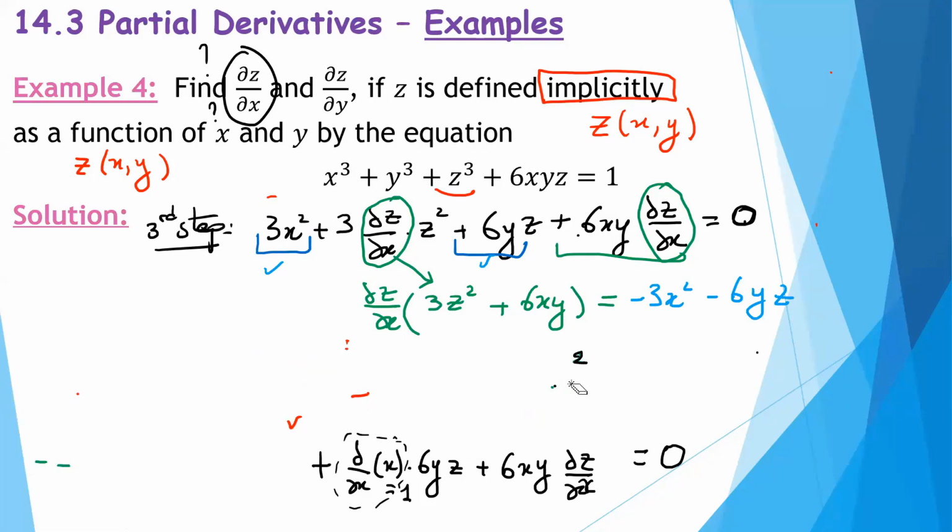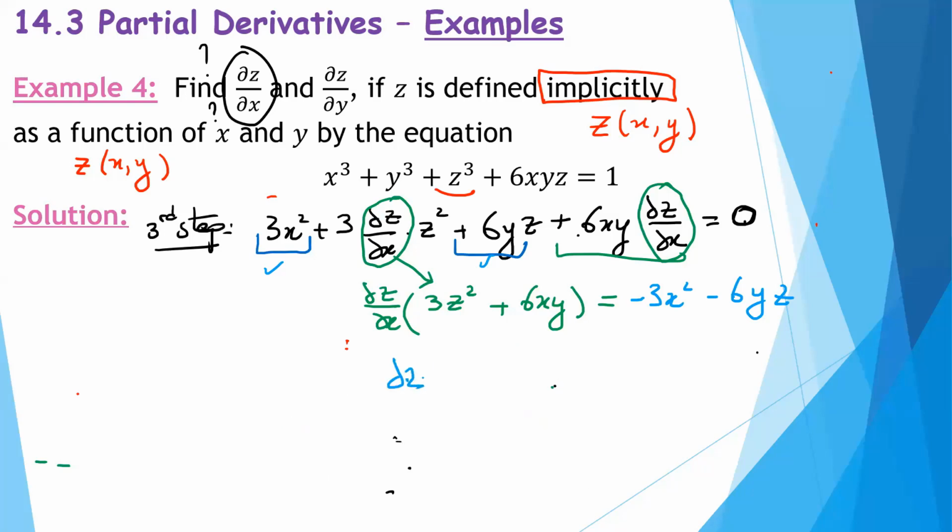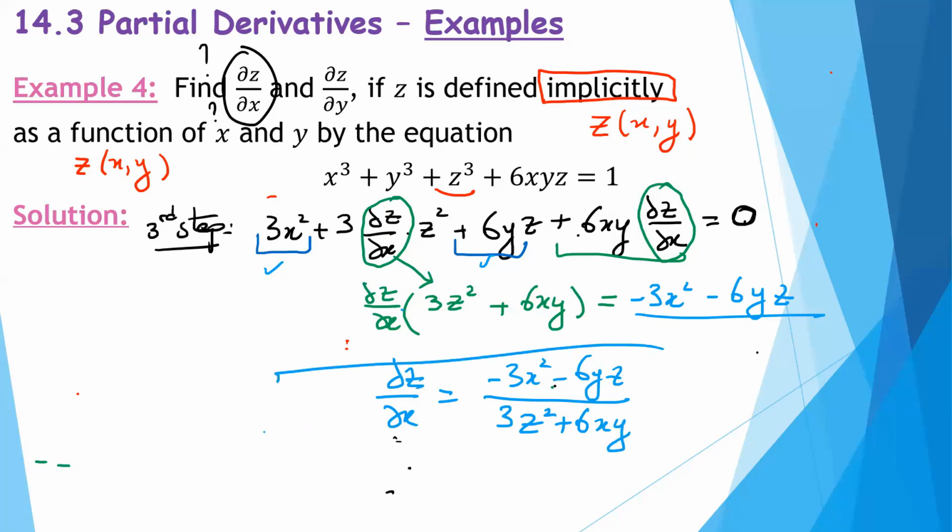The final result is dz/dx equals minus 3x square minus 6yz, and since here it was a product, it becomes a division, over 3z square plus 6xy. And this is the expression of the partial derivative of z with respect to x when we don't know explicitly the expression of z. So this expression depends on x, on y, and on z also.